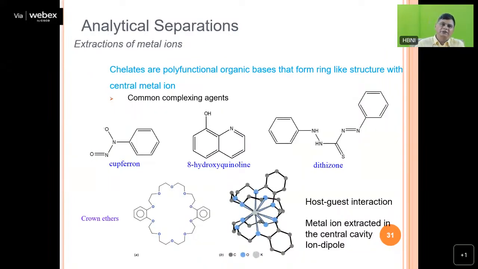Like that, there are so many chelates, because here also the TBP is taking up uranium through ion dipole interactions. Some common examples are cupferron, 8-hydroxyquinoline, dithizone and crown ethers, which work on host-guest interaction. The metal ion is extracted into the central cavity of that particular chelating agent or polyfunctional organic base. That's how it gets separated out.